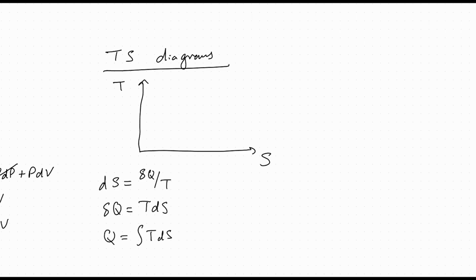And so now, if I have a line going like this, the area under the curve is now Q. And depending on the direction, it's either heat in or heat out. So if I'm increasing the entropy, that's heat in. And if I am decreasing the entropy, that is heat out.